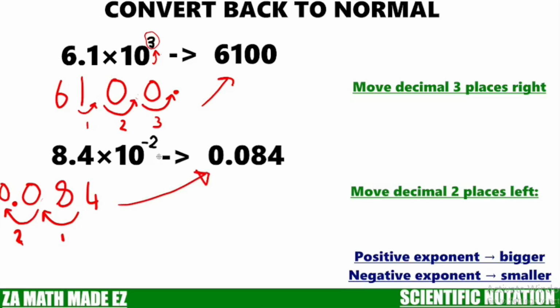0.084, which is this number over here. And remember, the reason why I'm moving it twice to the left is because of the negative 2 over here. And if this was a positive, I would move it twice to the right.